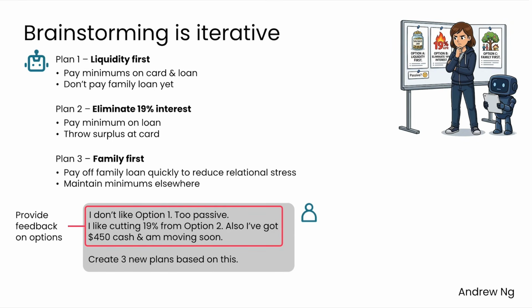I don't like option 1, it's too passive. I do like the idea of paying off the 19% interest loan. Oh, and I forgot, I actually have $450 cash coming, and I'm also moving house soon. And then with this additional context, it now knows among plans 1, 2, and 3, maybe what you like and what you don't like. And you can ask it to create 3 new plans.